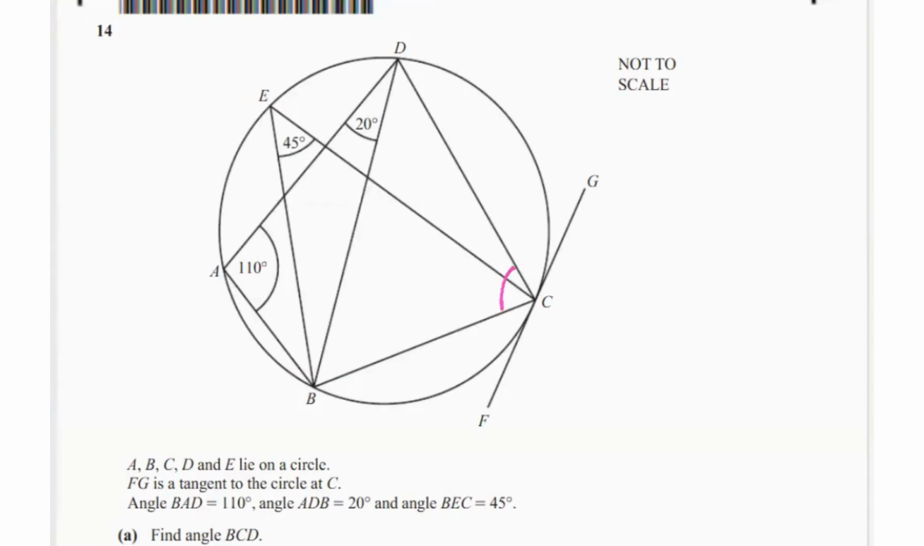BCD is this one. So if you notice, A, B, C, D is a cyclic quadrilateral. A cyclic quadrilateral is that quadrilateral where all the vertices of the quadrilateral touch the circumference. So in a cyclic quadrilateral, opposite angles add up to 180. Angle A is opposite to angle C, which means BCD would be 180 minus 110, which is 70 degrees. That's your answer for this.